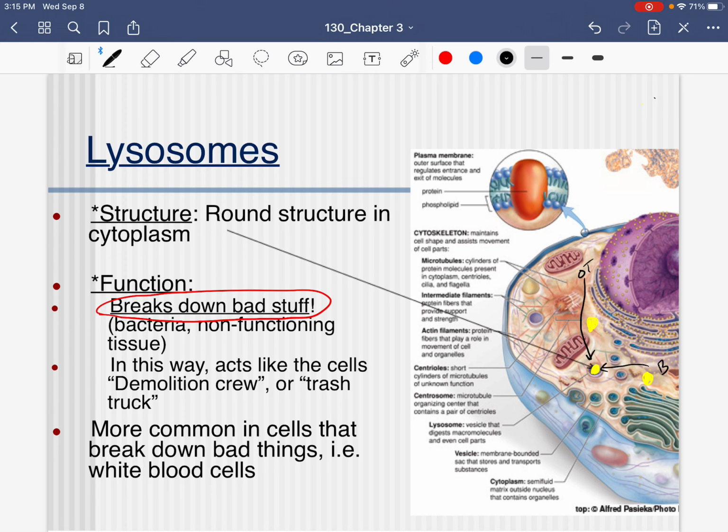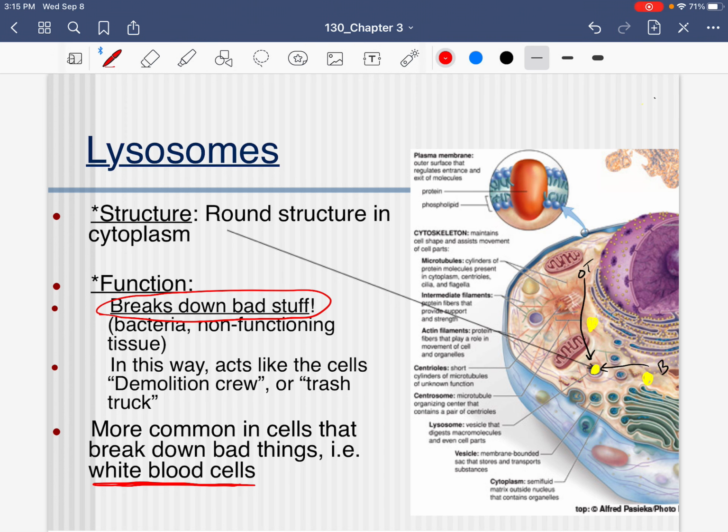And of course, different types of cells are going to have more or less of certain organelles. So I'm just looking ahead because I'm trying to plant some seeds here. For example, lysosomes, because they break down bad stuff, are more important in things like white blood cells.